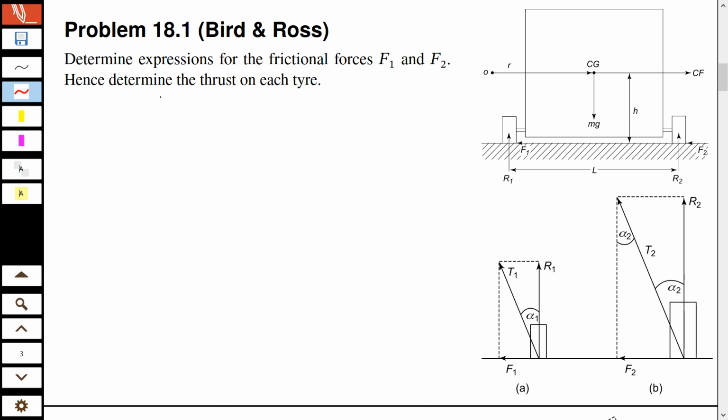Now I'll begin with problem 18.1. Again, we're not going to derive everything, so let's focus on the main problem. Let's say you want to determine expressions for the frictional forces F1 and F2, and hence determine the thrust on each tire. Let me explain the context: this is a vehicle, and you want to turn around a corner. You are going this way and you have to take a turn about this origin.